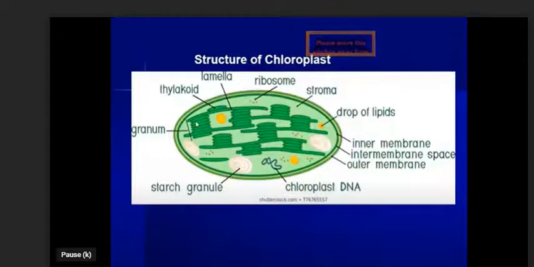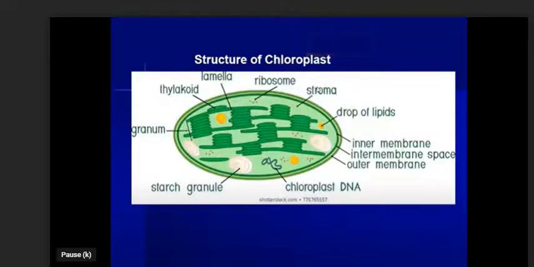Next important is the presence of this green color. We see that this is the membrane, and these disc-like structures are arranged one above the other, like a stack of coins. This structure is called a granum, and a single disc-like structure is called a thylakoid. One granum is connected to another granum by the lamellae. There are also some ribosomes in the chloroplast.